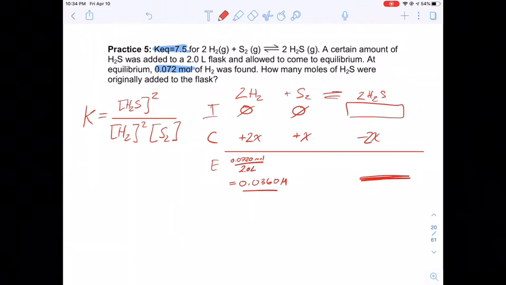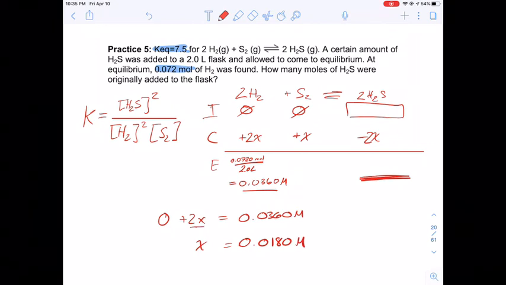Okay, so let's see what we can do. Let's go with the C value here. We do know that if we went from 0 plus 2x and ended at 0.0360 molarity, then x must have been equal to 0.0180. That's half of that. Divide by 2, divide by 2. We can ignore the 0.